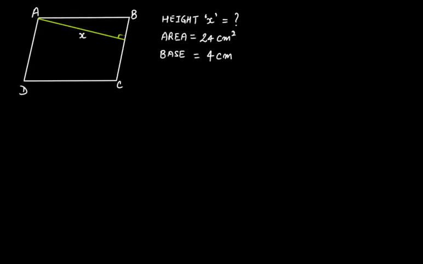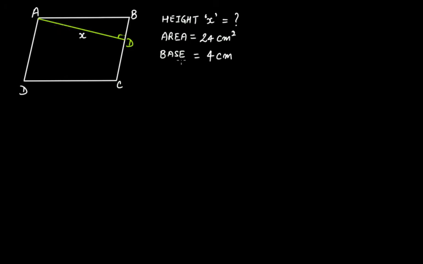Let's solve some problems. In this problem, we have a parallelogram ABCD, where from the vertex A we have drawn a perpendicular on the side BC. Therefore, this BC is actually the base of this parallelogram. Now, you are given this information: the area is equal to 24 centimeter square and the base is 4 centimeter. You have to tell the height, that is x. We don't know its size, so you have to tell that.